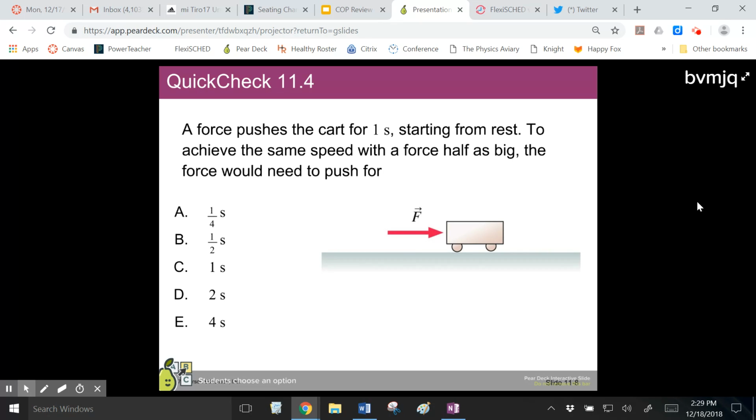Got 13 in. Still waiting on one person. There we go. All right.